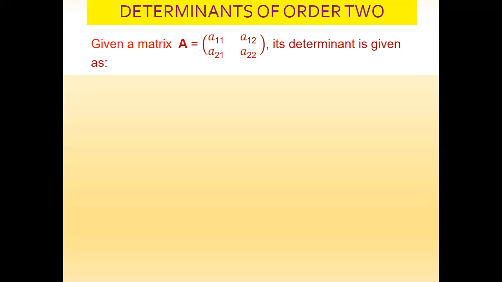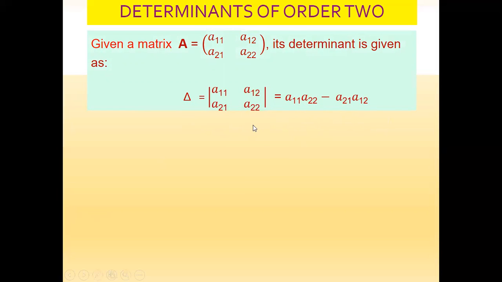Given a matrix A, its determinant is given as, can you see that? How did we obtain this? First of all, note that these vertical lines are used for determinants. You also use this when you're talking about magnitude in math or physics. But just note that you don't use brackets for determinants. These lines are what are used for determinants.